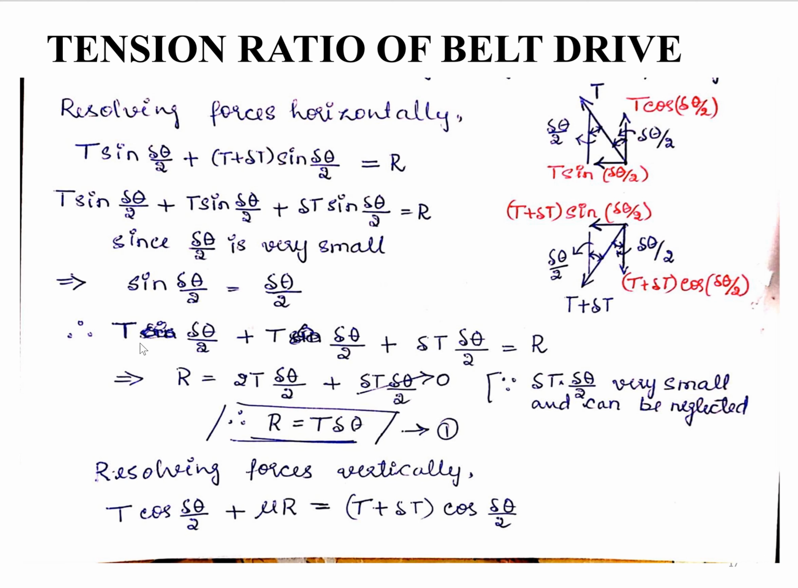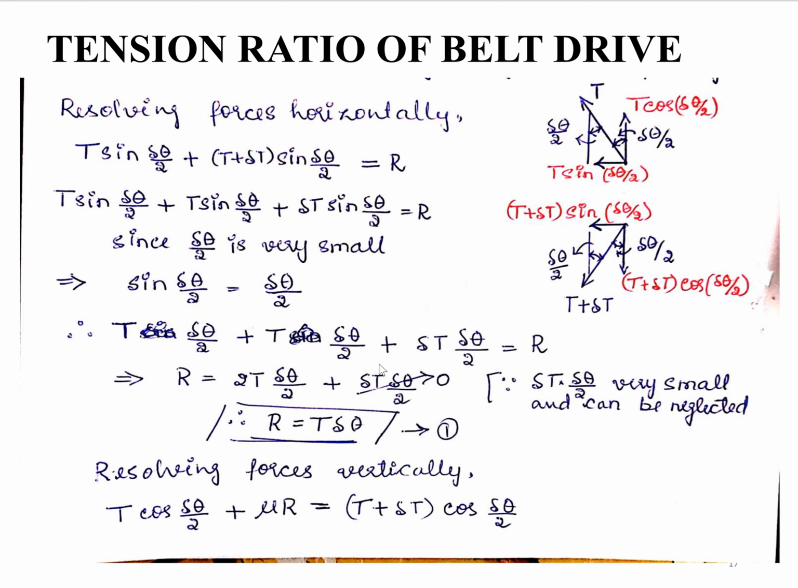So what we will be getting is R is equal to 2T delta theta by 2. If this 2 and 2 cancel, what I will be getting is R is equal to T delta theta. This is nothing but our first equation. So by resolving the horizontal forces, I am getting R is equal to T delta theta.